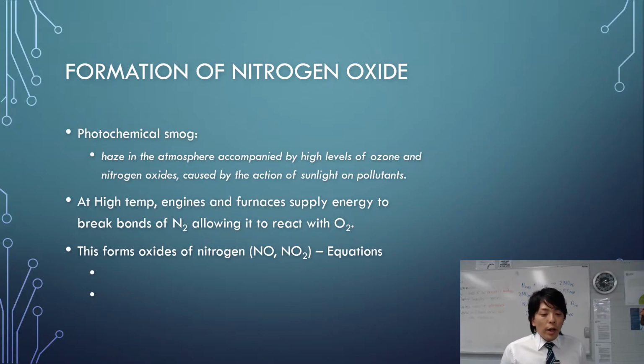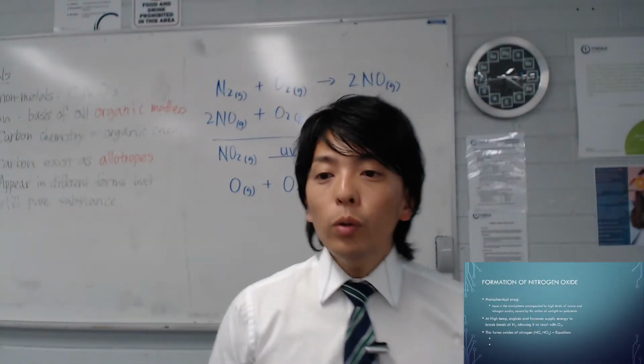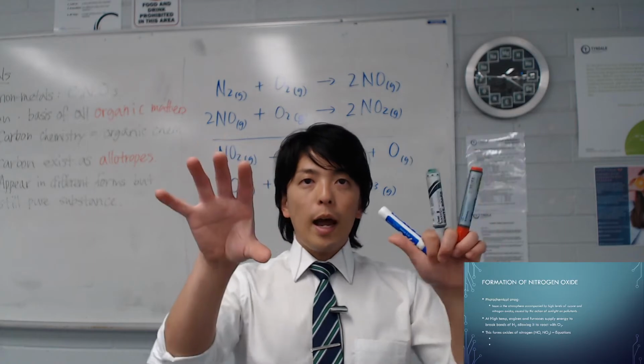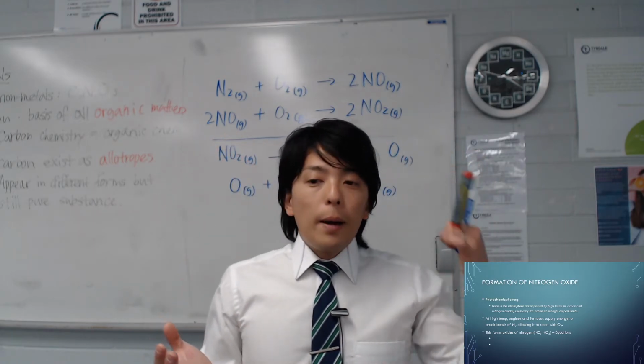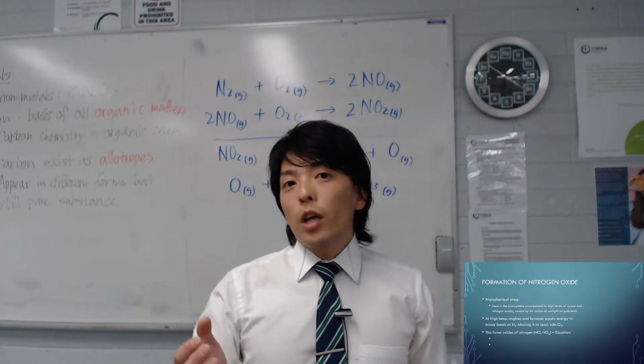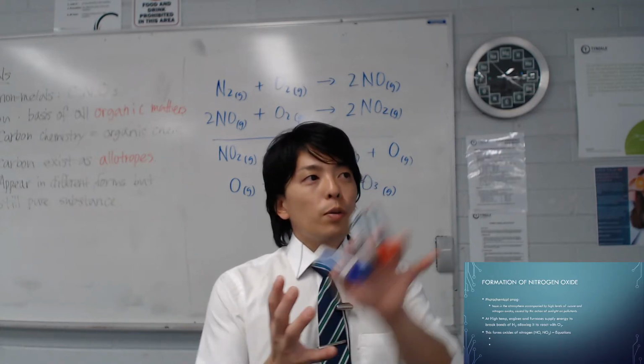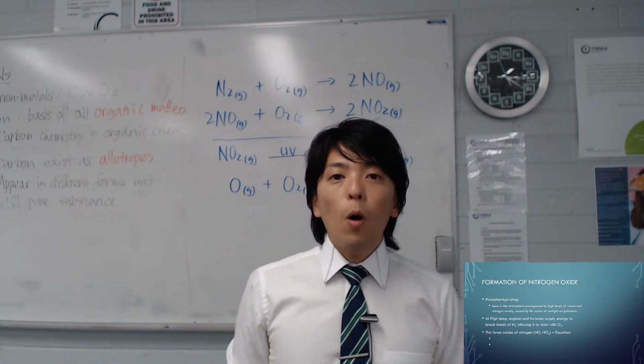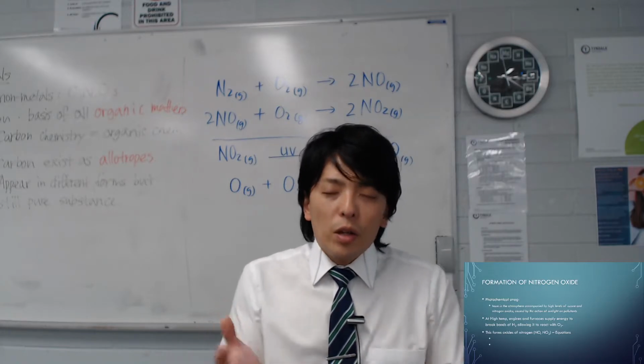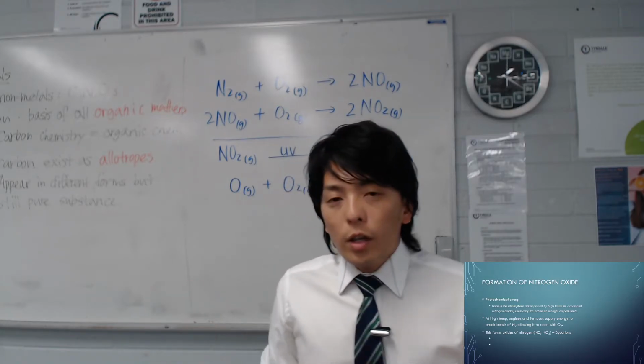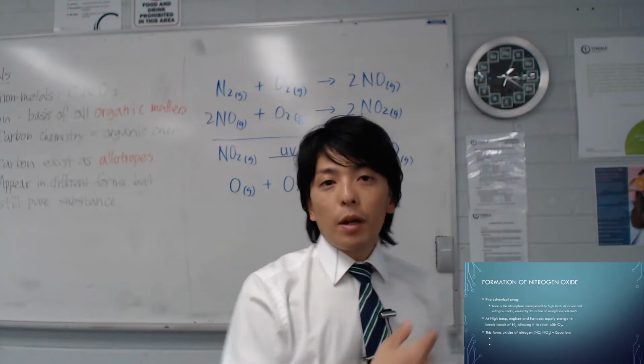At high temperature, engines and furnaces supply energy to break bonds in nitrogen, N2, allowing it to react with O2. Nitrogen itself is a very stable molecule because of a triple bond between nitrogen atoms. But if you provide enough energy, then they will break. And once it breaks, it wants to grab onto something that's around. In this case, we will be looking at oxygen being bonded to nitrogen.